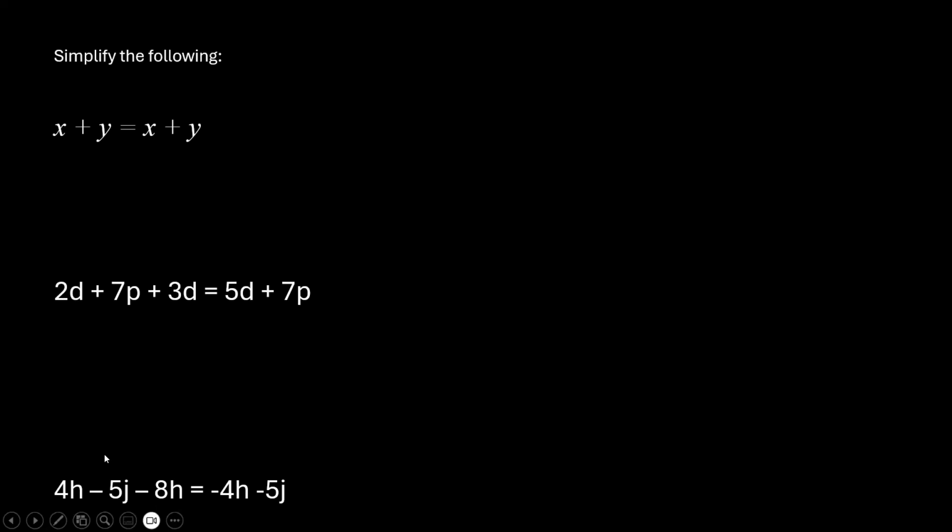And in our final question, 4H minus 5J minus 8H. The H's, we see that they are the same here. So we can add or subtract them together. 4H minus 8H will give us minus 4H. And our minus 5J remains. These are some good practice questions. You can look at the video again and try your best to do them on your own and just look back and see if you get it correct.